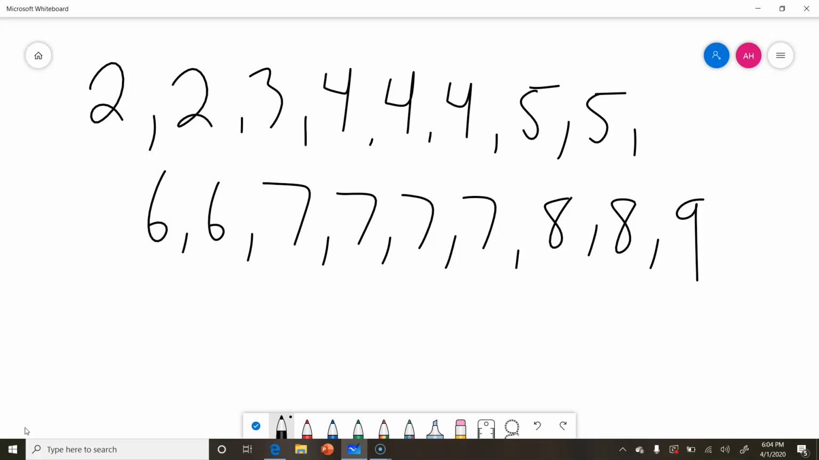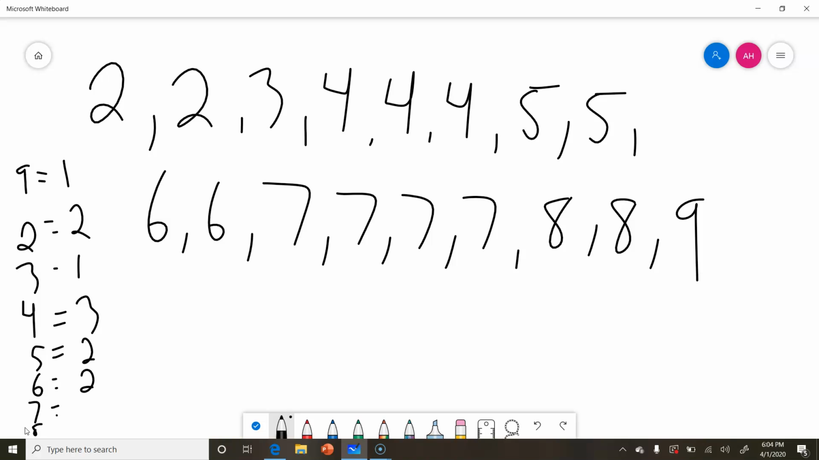What we need to know first is that over on this side, we're going to have a 2, a 3, a 4, a 5, a 6, a 7, an 8, and a 9, which I'm just going to put up here for now. I'll reorganize it when I clear the screen. We only have 1 nine, so there's 1. We have 2 twos, 1 three, 3 fours, 2 fives, 2 sixes, 4 sevens, and 2 eights.